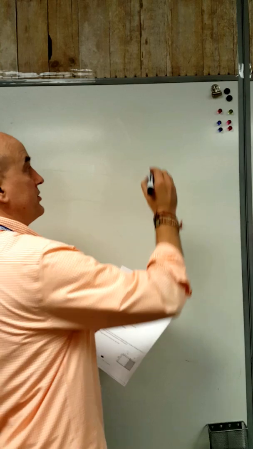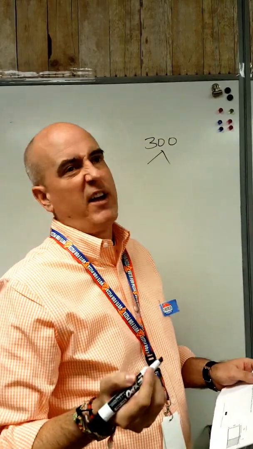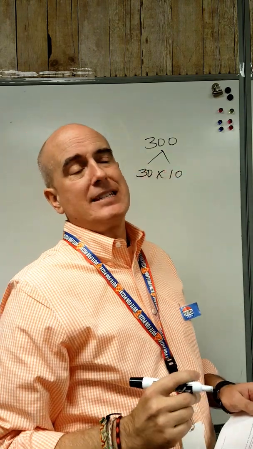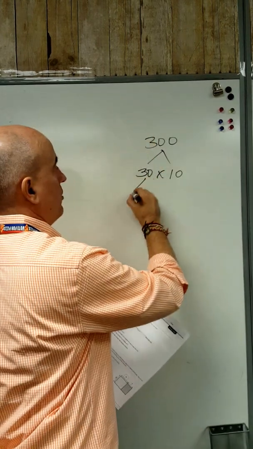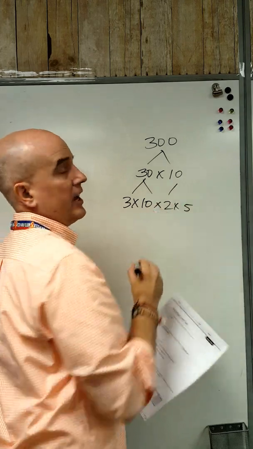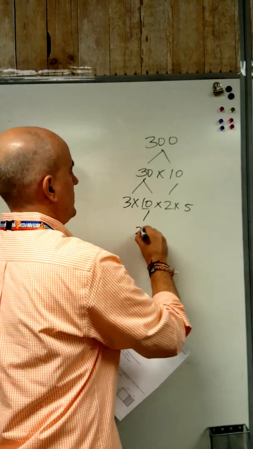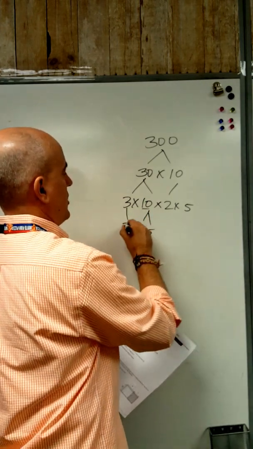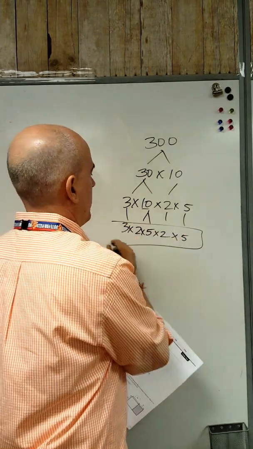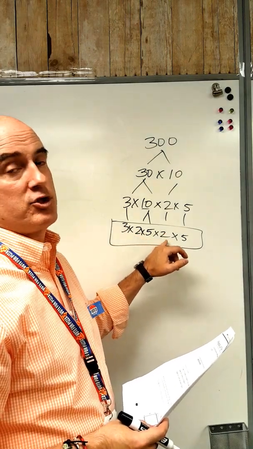So the way we do prime factorization, we start with 300. We break it down into two factors, any two factors. Let's say 30 times 10. And then we keep breaking it down until we get to all prime numbers. So this might be 3 times 10. This might be 2 times 5. Again, we have to keep going because this is not a prime number. So I break that down, 2 times 5, bring the 3 down, and the 2 down, and the 5 down. So the prime factorization would be 3 times 2 times 5 times 2 times 5.